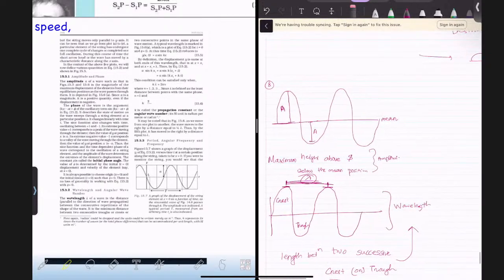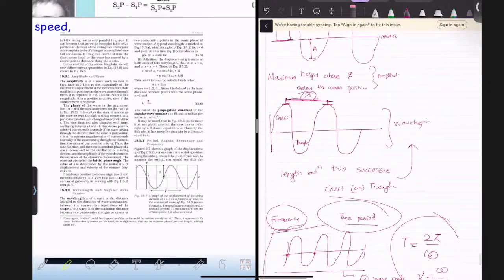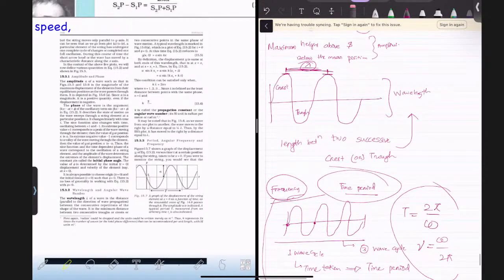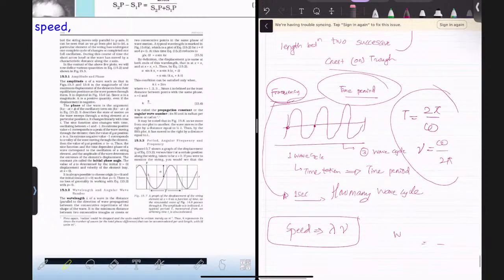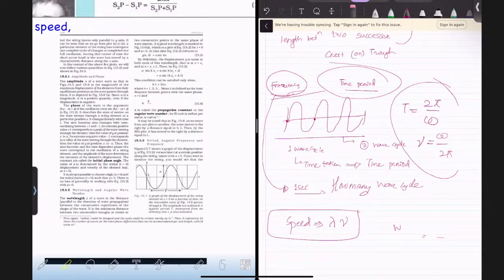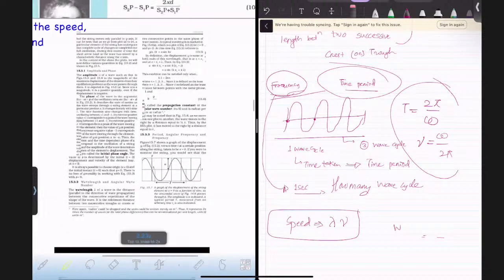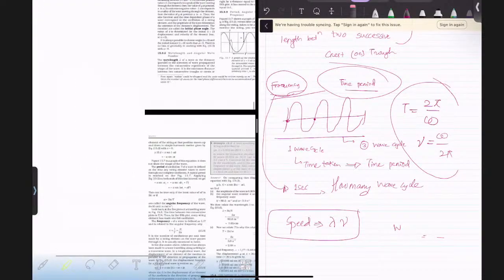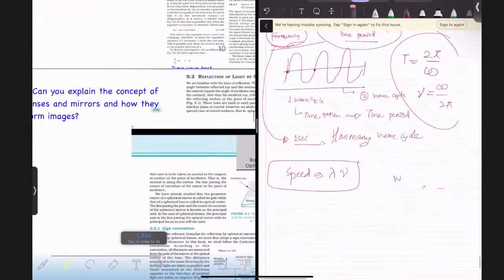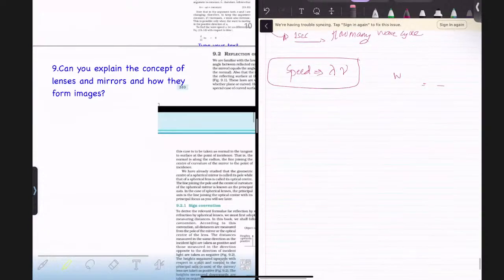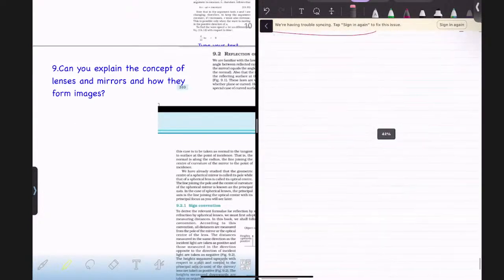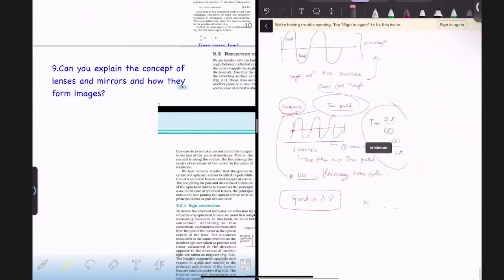So clear हुआ आपका? Amplitude is the maximum height. Wavelength, the distance between two successive crest or trough. Frequency and time period. Time period मतलब the time taken by the wave to complete one wave cycle. Frequency is the time. In 1 second, how many wave cycles it is making? This frequency. Speed is lambda into nu. So coming to the next question, can you explain the concept of lens and mirror and how they form images?